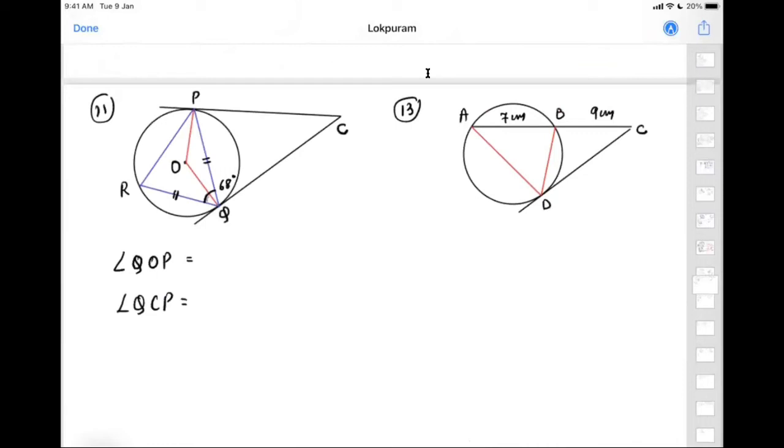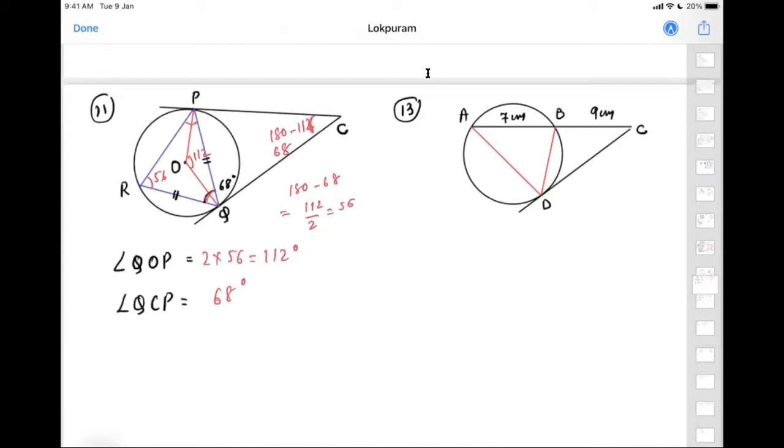First, in this, 68 is given. These two sides are given, so we can find this angle as well as this angle. So 180 minus 68, how much is left? 112, divide by 2, so 56. So this is 56. Angle at a center is double, so 2 into 56, that is 112 degree. Now this angle we want, that is 180 minus 112, so that is 68. I think it will be clear.